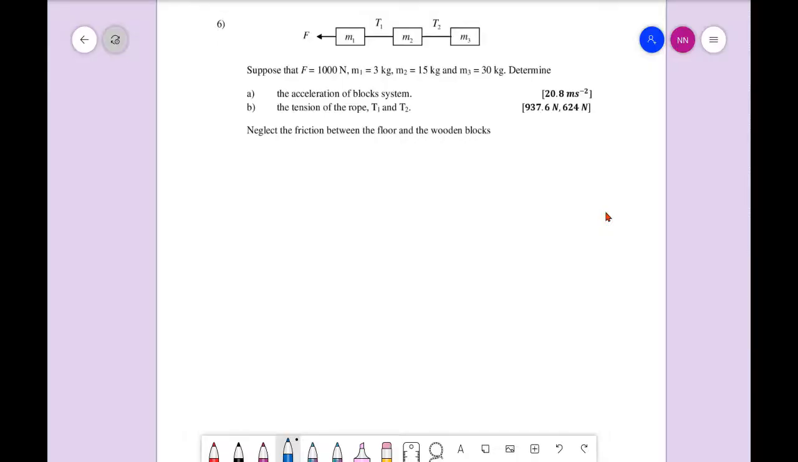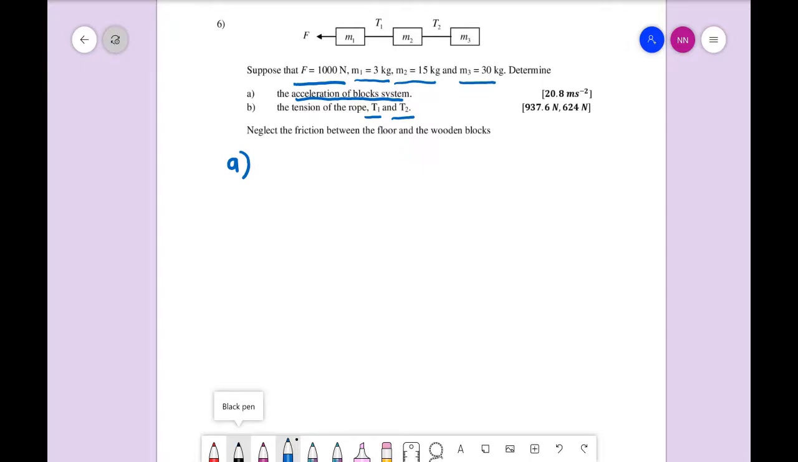Number 6. Suppose that F is 1000 Newton, mass 1 is 3 kg, mass 2 is 15 kg, and M3 is 30 kg. Determine A, the acceleration of the block system, and B, the tension of the rope T1, T2. Okay, for question A, acceleration of the block system.